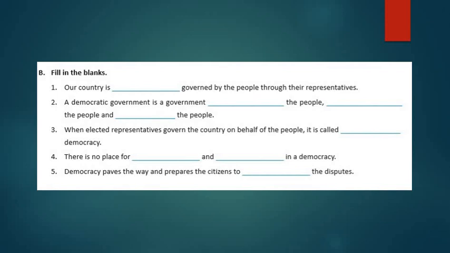Okay, question number 4. There is no place for dash and dash in a democracy. There is no place for coercion and violence in a democracy. Fifth, democracy paves the way and prepares the citizens to dash the disputes. Democracy paves the way and prepares the citizens to mutually resolve the disputes. Now come to the next slide.